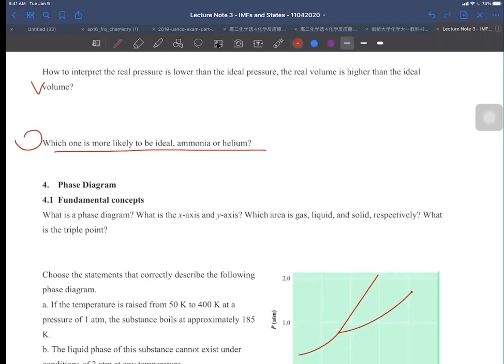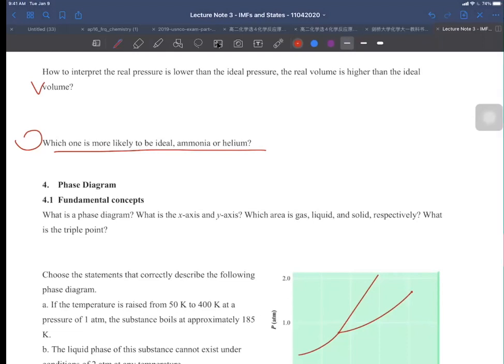How about IMF? Which one has a higher IMF? Definitely ammonia, right? Ammonia has hydrogen bonds. It's polar. It's a larger molecule. So both the London dispersion forces and dipole-dipole interaction in ammonia are greater than that in helium, right? So this is why ammonia is less ideal. Helium is more ideal. Both the IMF and the size kind of work from the same direction.